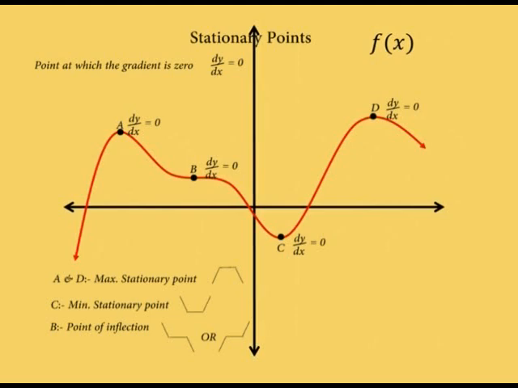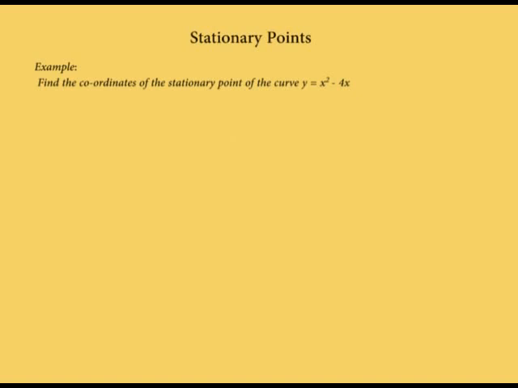Let's take an example. Find the coordinates of the stationary point on the curve y is equal to x squared minus 4x. We now know that at a stationary point, dy over dx is equal to 0. So we find dy over dx and equate it to 0, and then we solve for x. After that, we find the corresponding value of y.